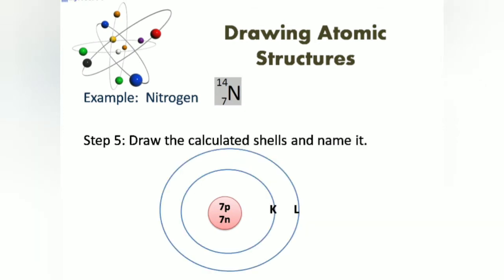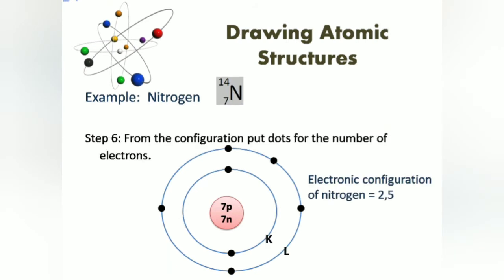Then the next step is to draw the calculated shells and name them. For nitrogen, we had calculated that there are 2 shells in nitrogen, namely K and L. So here we'll draw 2 shells around the nucleus and name them as K and L. Then the last step is to put the dots for the number of electrons. From the electronic configuration, we know that in K shell there are 2 electrons and in L shell there are 5 electrons in nitrogen. So here in the first shell we'll put 2 dots and in the second shell we'll put 5 dots for nitrogen.